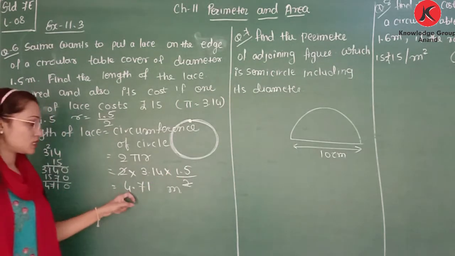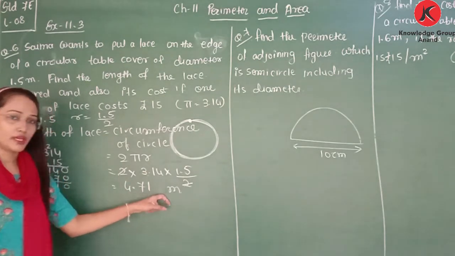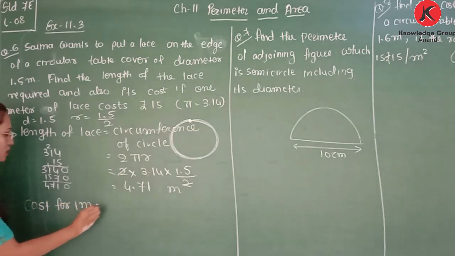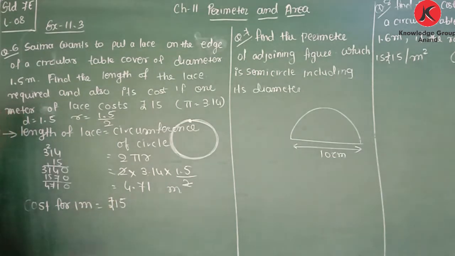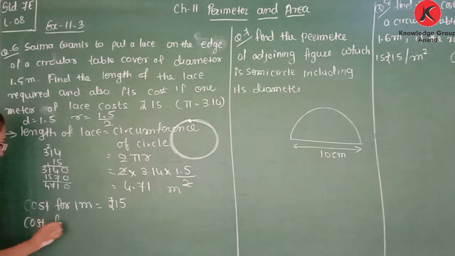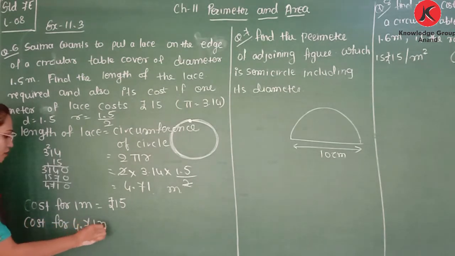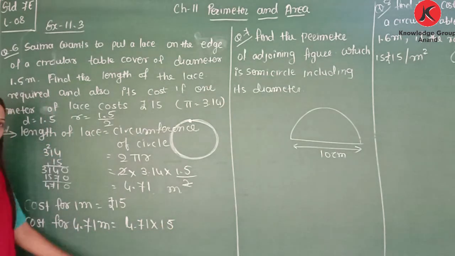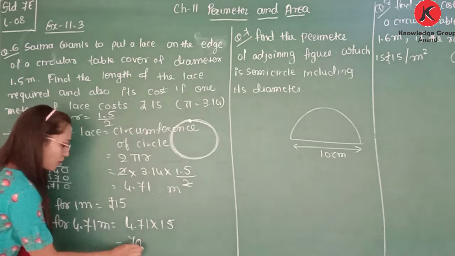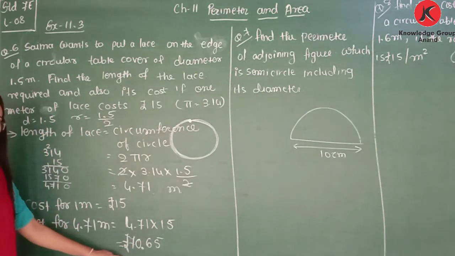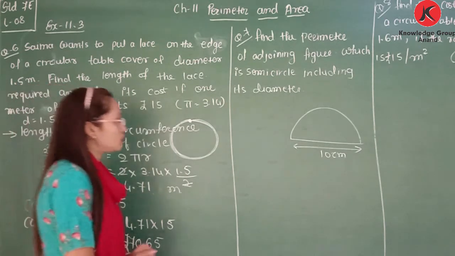So length of lace is 4.71 meter. Now cost for 1 meter is 15 rupees. We have 4.71 meter, so cost for 4.71 meter is equal to 4.71 multiply 15. If you multiply this, you will get 70.65. That is the cost of lace. Clear? Now next one.